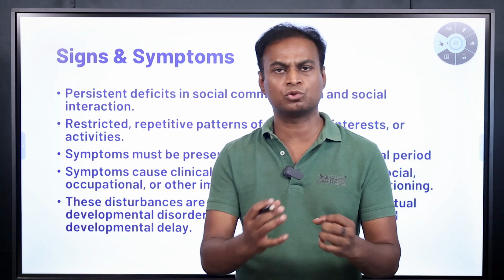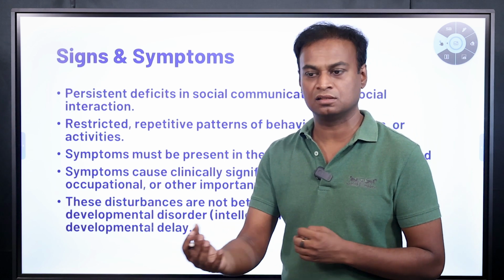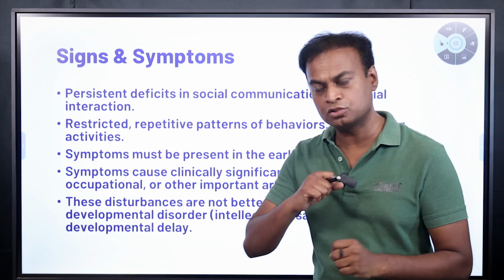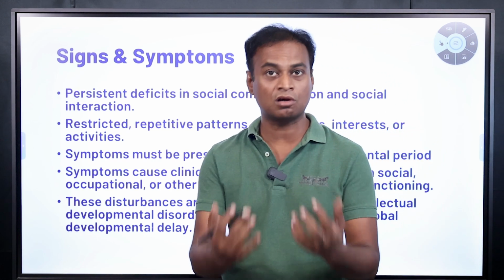Next is abnormal social approach. When a kid is approaching another kid, they should smile, right? They should pull them, they should do something to them, or they should hit them, something they have to do. But this emotional social approach is not there with them.